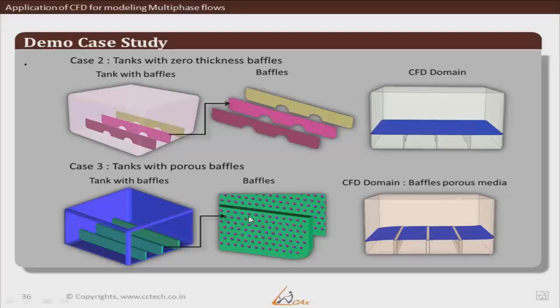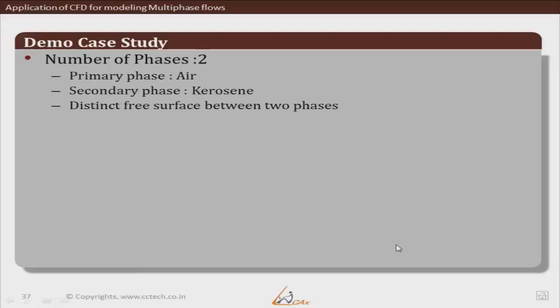Physically it becomes computationally very expensive to consider these holes as they are. So we are approximating these perforated baffles as porous media, giving them thickness. In the CFD model we are not actually modeling these holes, but including the effect of these holes. So in the third case we have thickness with porous media.